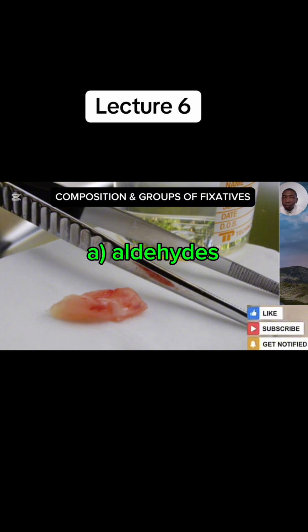The second group is oxidizing agents. These are chemicals that oxidize, or remove electrons from, biomolecules. Oxidizing agents act by oxidizing biomolecules such as proteins and carbohydrates, leading to structural stabilization. They break specific bonds, for example the disulfide bonds, and form new stable linkages. These fixatives are particularly useful for preserving lipids and fine structural details in tissues.